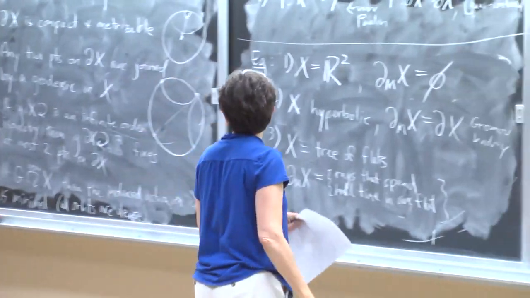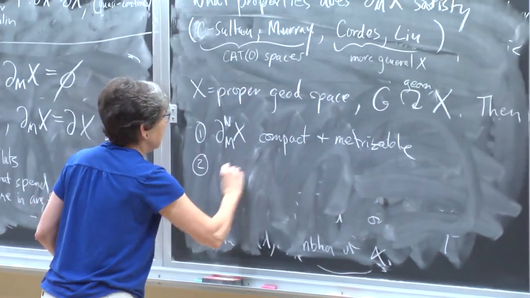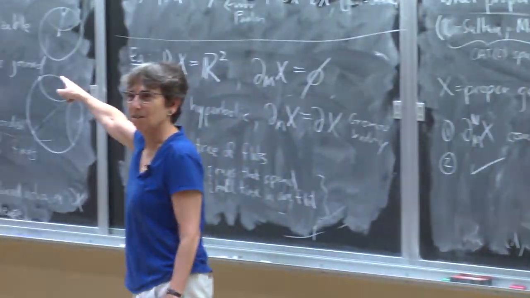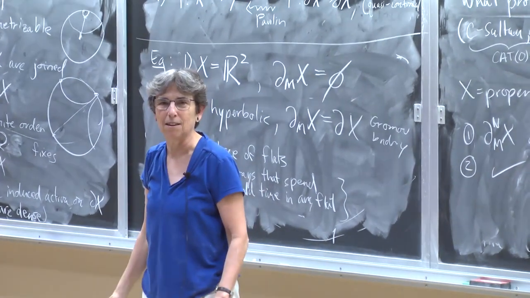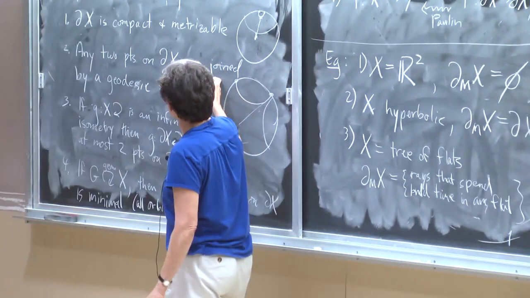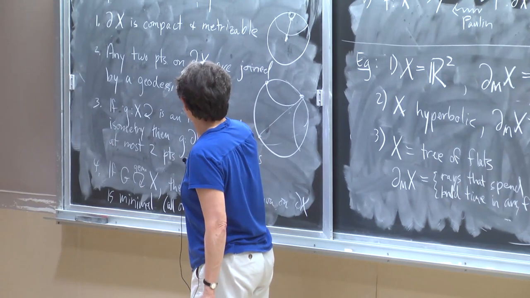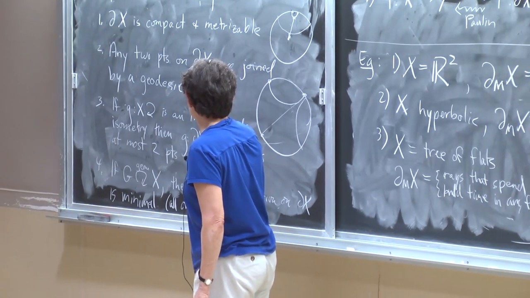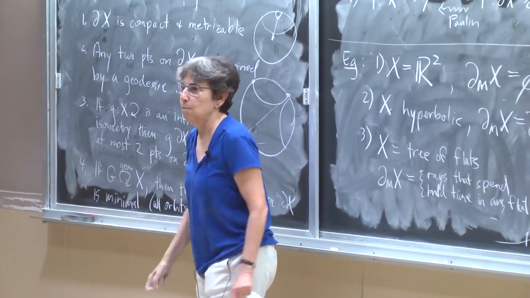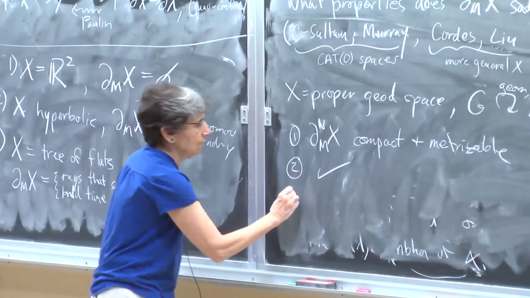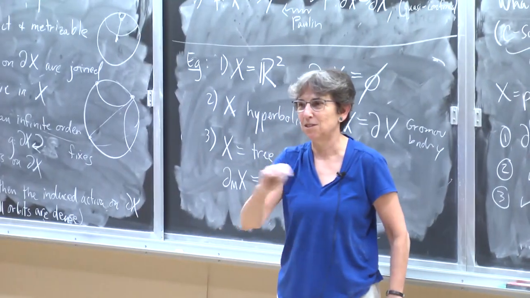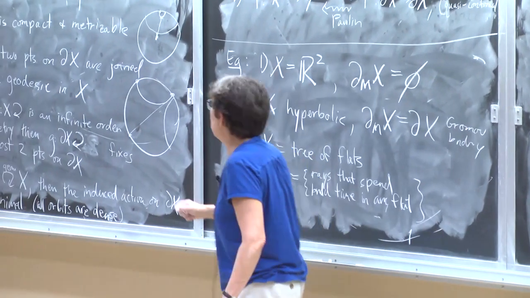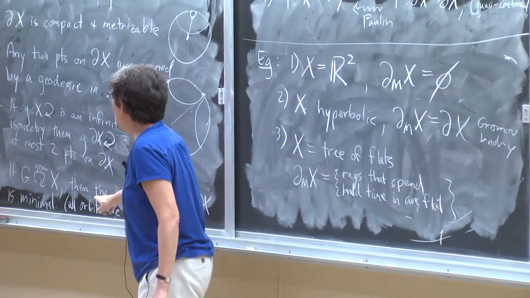Okay, any two points are joined by a geodesic in X. Yes, exactly that statement works. All right, visibility. We can see anything from anything. It works. Three, if we have an infinite order isometry, then it fixes at most two points on the boundary. Yes, correct. At most two points. That's correct, right.